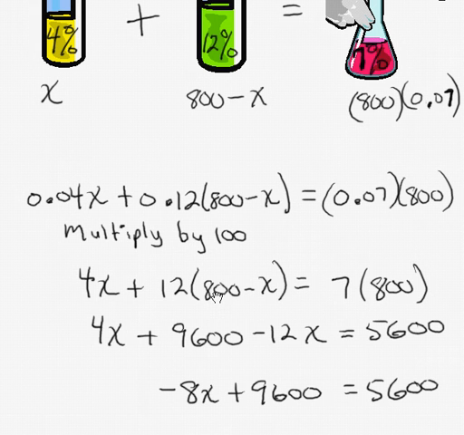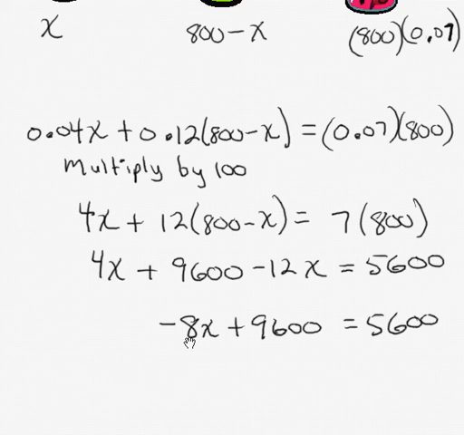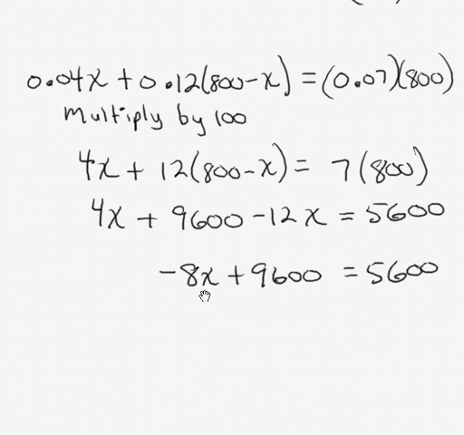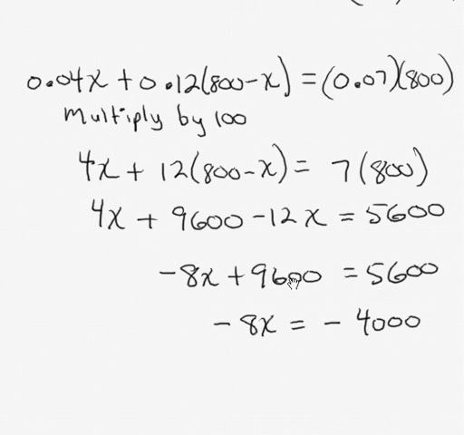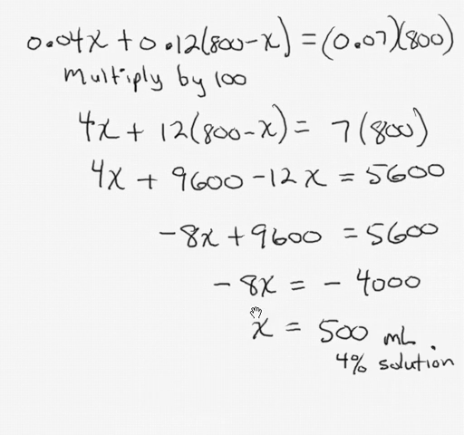So 12 times 800 is 9600. 12 times negative x is negative 12x. 7 times 800 is 5600. 4x minus 12x is negative 8x. Let's try to get that by itself by subtracting 9600 from both sides. So 5600 minus 9600 is negative 4000. And if we divide by negative 8, x is 500 milliliters.